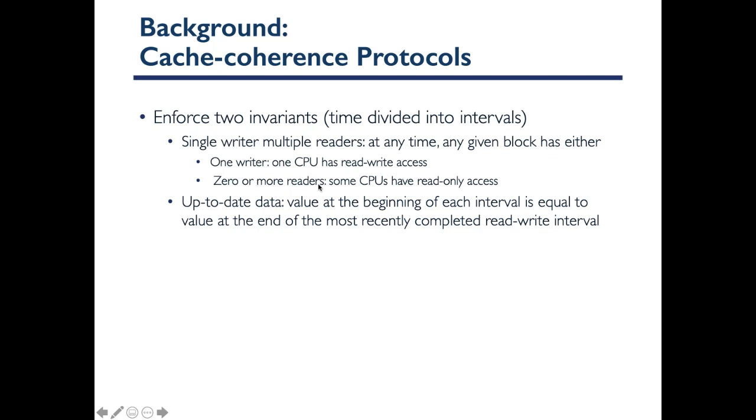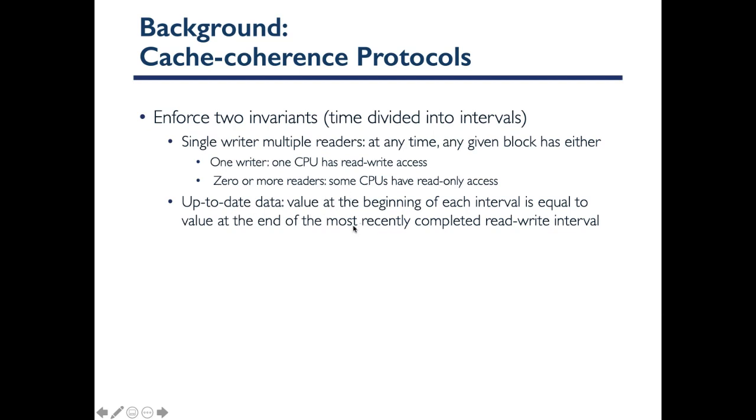So the same location has read-only access by multiple CPUs. You cannot have these two together. You cannot have one CPU that is writing and other CPUs that are reading, which is basically what we saw in the previous slide. One of the CPUs had read-write access because it was writing to that memory, whereas the other processor had read access. So it was just reading, and that caused a problem. In order to avoid that, we want to implement this invariant.